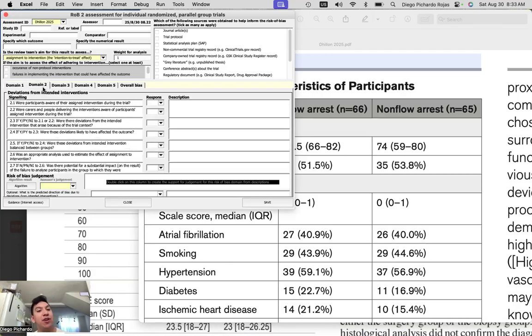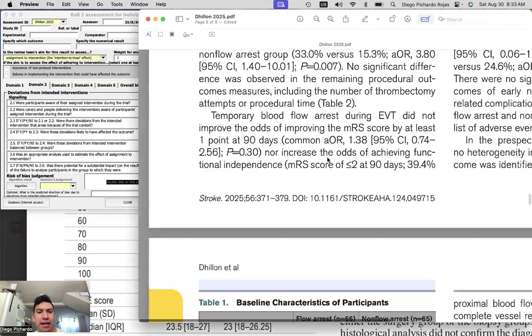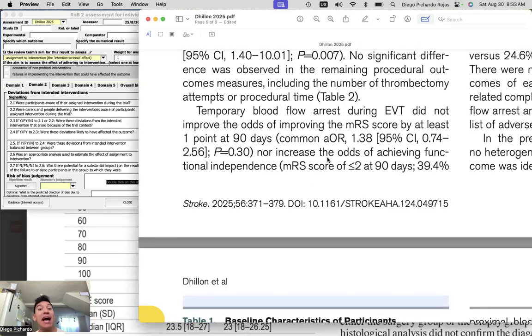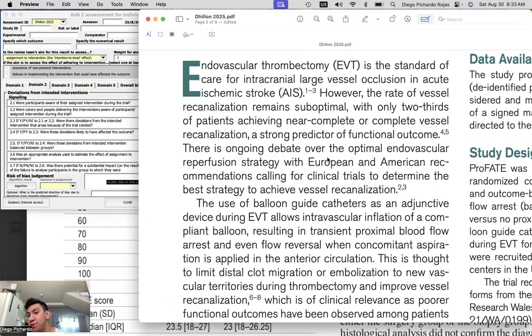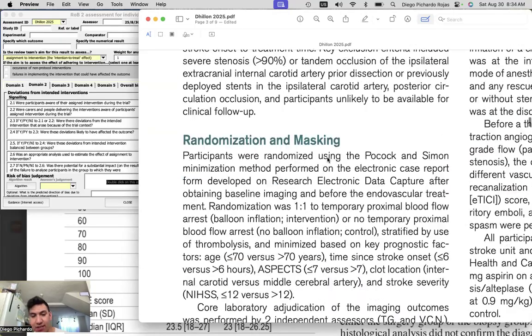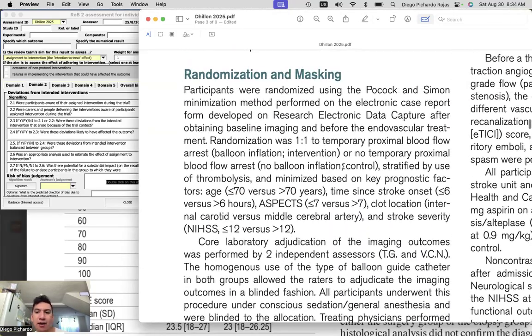All right. So the next domain. Were participants aware of the assigned intervention during the trial? All right, let's go check it out. What would be ideal is that after randomization, they never know what group they were assigned to, right? So it's blinded also after the intervention, all right? So let's see.